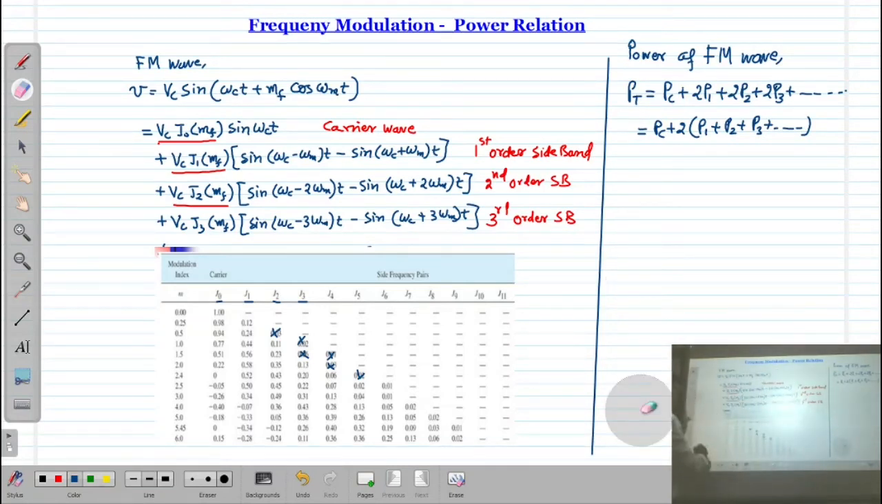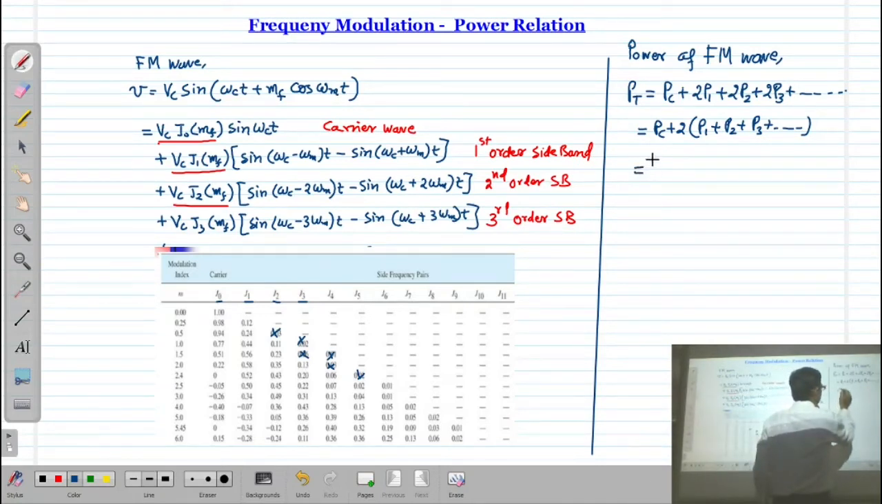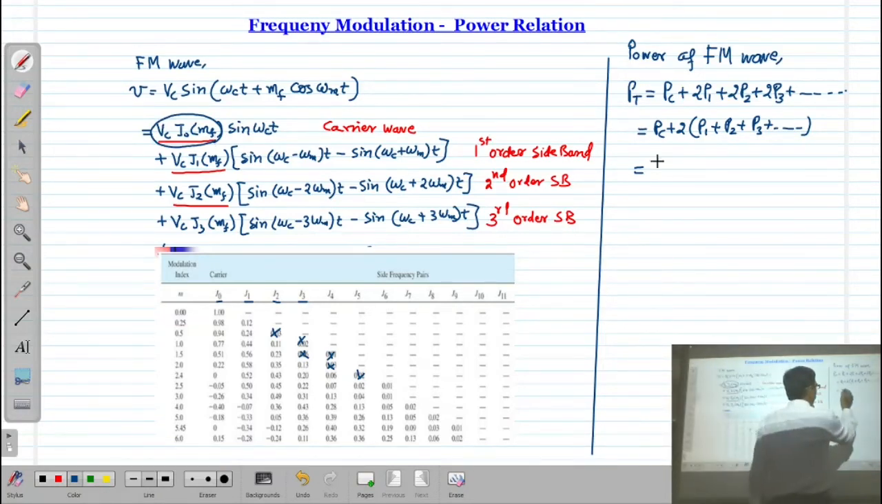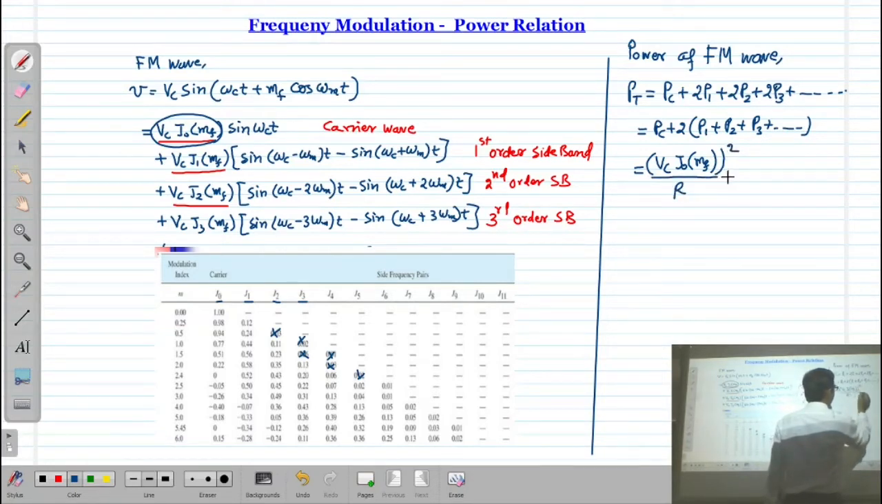So if I want to write the power of the carrier wave, what is the amplitude of the carrier wave? The amplitude of the carrier wave is Vc into J0 MF. Remember, this is the amplitude of the carrier wave. So we can write Vc into J0 MF the whole square divided by R. That is the power of the carrier wave.